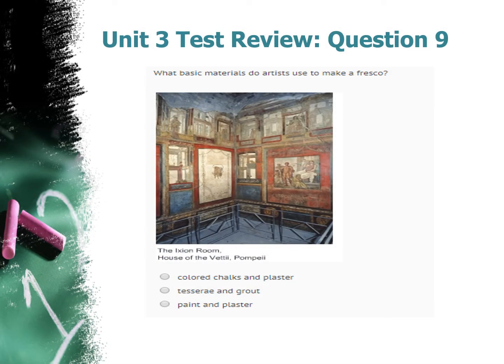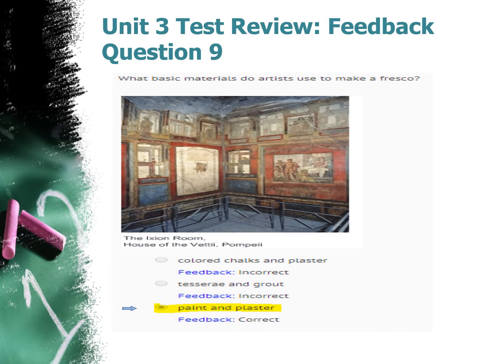For our next question, now we are going to Pompeii. We're just taking a little trip. What basic materials do artists use to make a fresco? Colored chalk and plaster, tesserae and grout, paint and plaster. The correct answer will be paint and plaster.